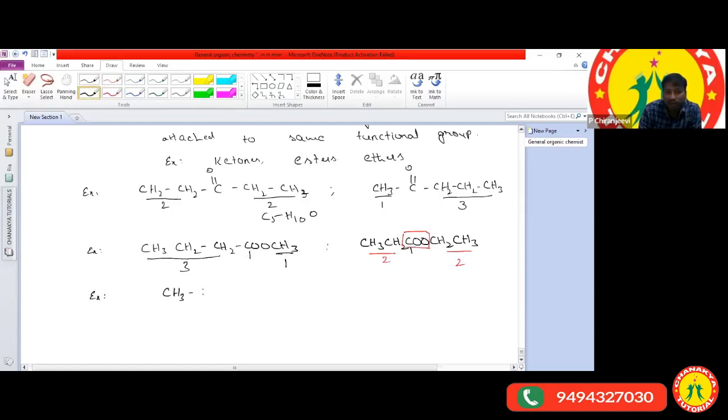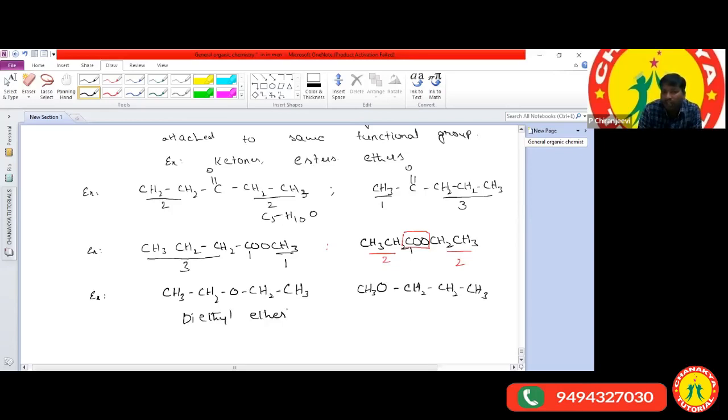CH3 bond, CH2 bond, O bond, CH2 bond, CH3. Another one: CH3 bond, CH2 bond, CH2 bond, CH3. So these two we can also consider as metamers. One is called diethyl ether. How can we write the common name? So this we can write as diethyl ether.